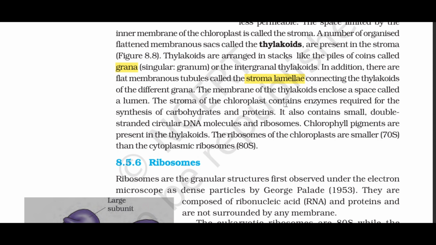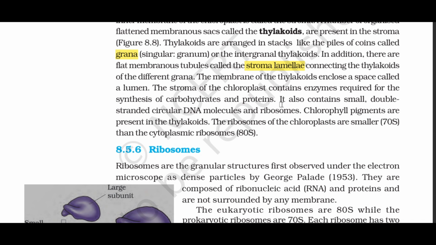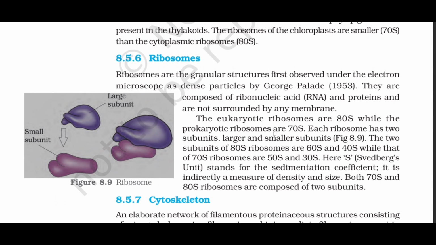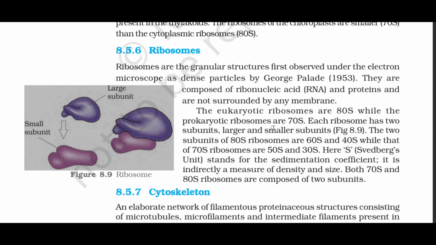The stroma of the chloroplast contains enzymes required for the synthesis of carbohydrates and proteins. It also contains small, double-stranded circular DNA molecules and ribosomes. Chlorophyll pigments are present in the thylakoids. The ribosomes of the chloroplasts are smaller, 70S, than the cytoplasmic ribosomes, 80S.